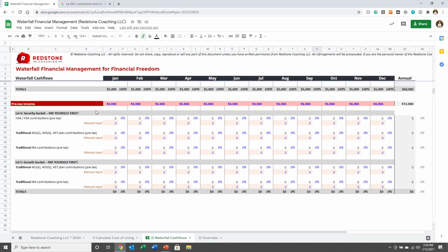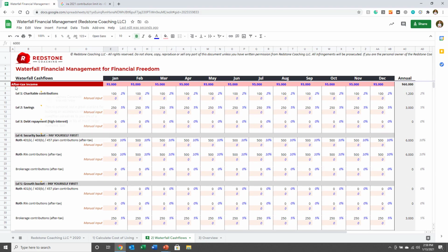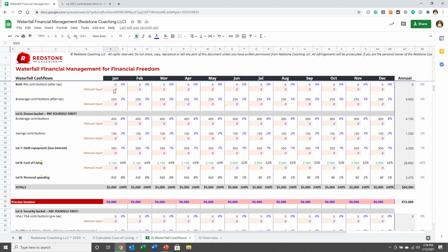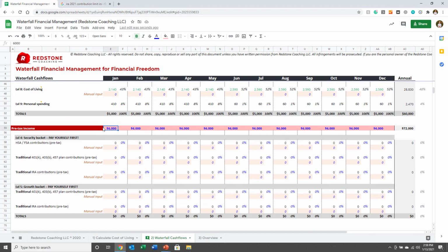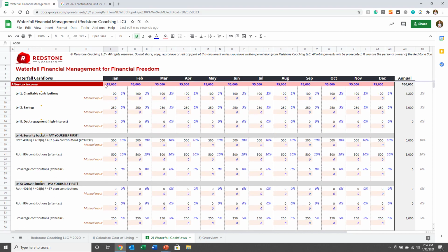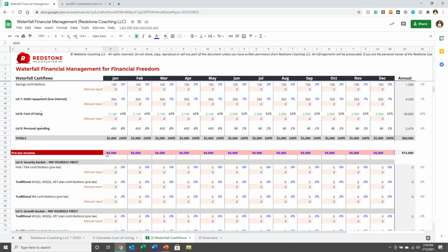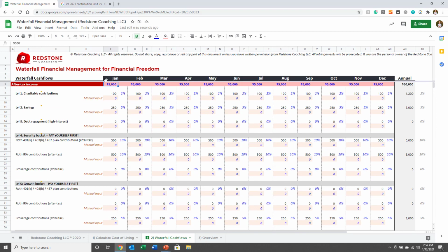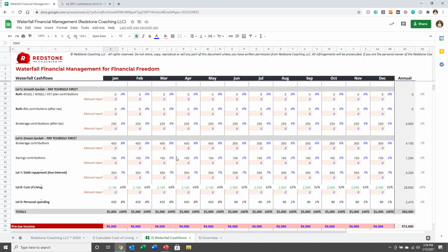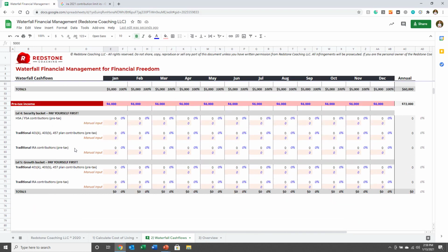So for example, your pre-tax income wherever you work is obviously going to be higher than your after-tax income. So if you're earning $6,000 in pre-tax income, well, after taxes, you're probably going to walk away with something like $5,000. So you're going to need to update what is your pre-tax income wherever you work. And then you also need to update what is going to be your after-tax income.